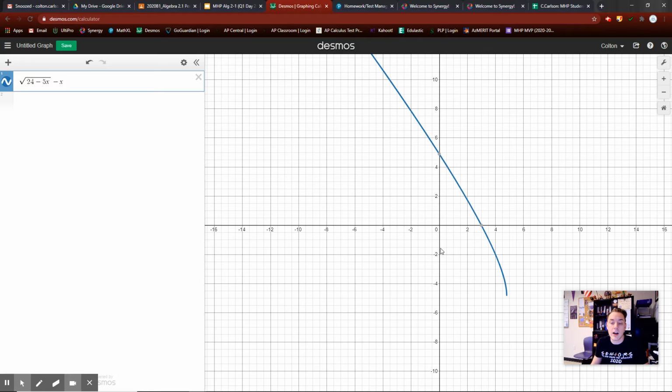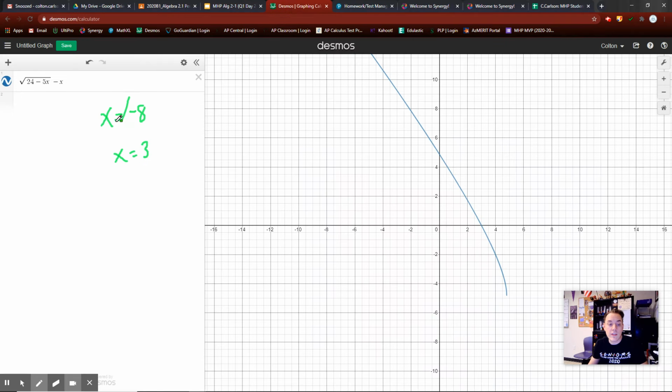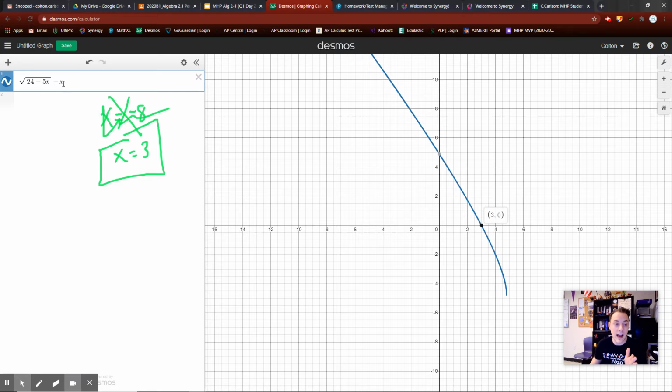So what does that mean for us? It means this. That's my answer. We got x equals 3. Notice how we had 2 answers. We had negative 8 and then x equals 3 on the last slide, right? And what we did was we checked it and we said, well, negative 8 can't be a solution. It is only positive 3 to be a solution once we checked it. But you can also check with Desmos. Okay, as long as you actually subtract that x over.